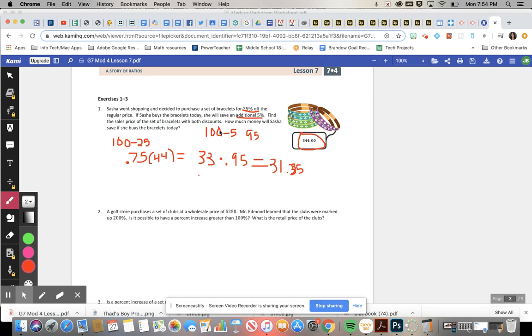Okay, let's double check and see what it's asking. How much money will she save? Well, this is the price that she's going to pay, but that doesn't tell me how much she actually saved. So I have to do one more step here. I have to take my $44 minus that 31.35, the new price, and subtract to figure out how much she saves.